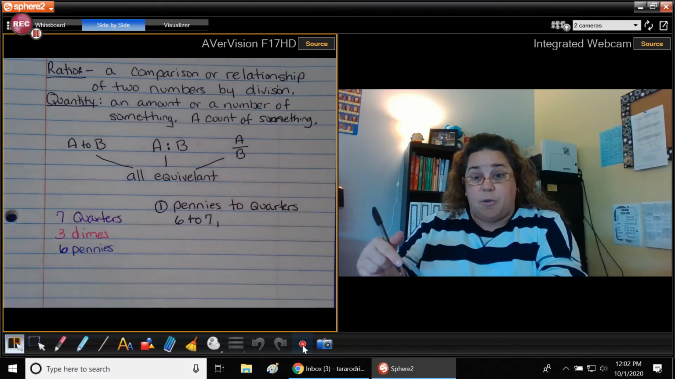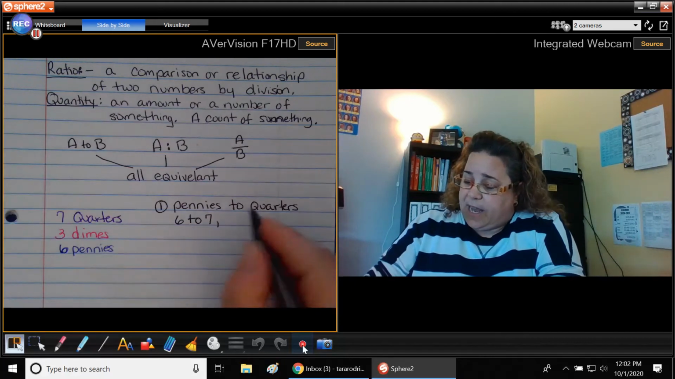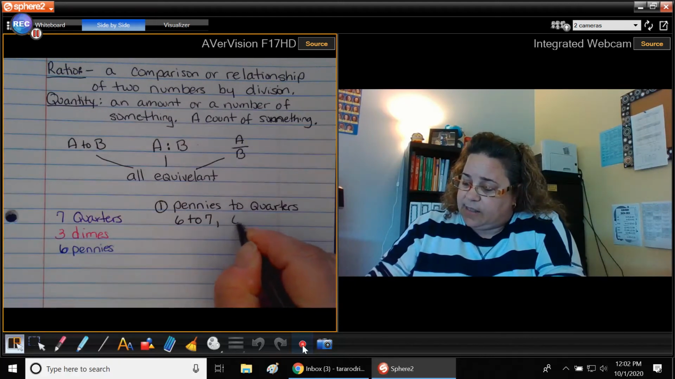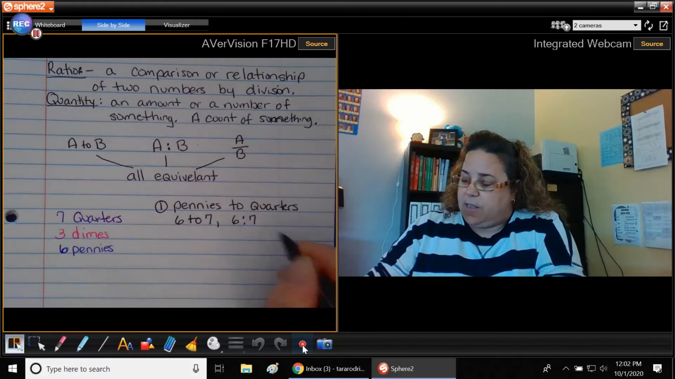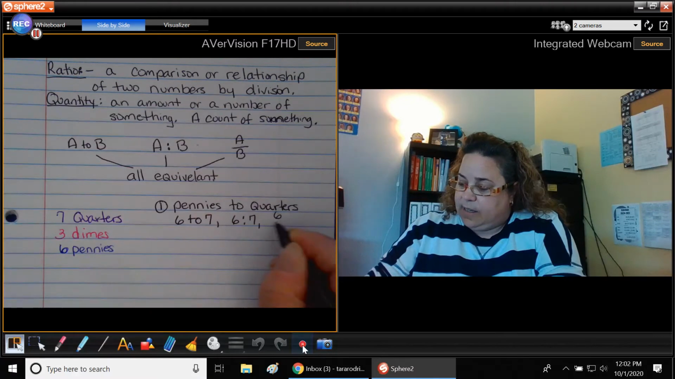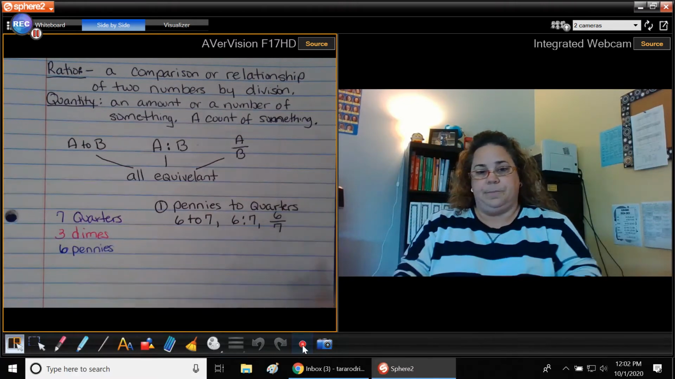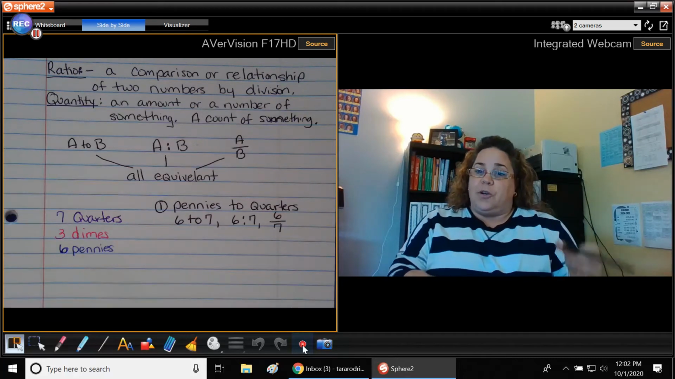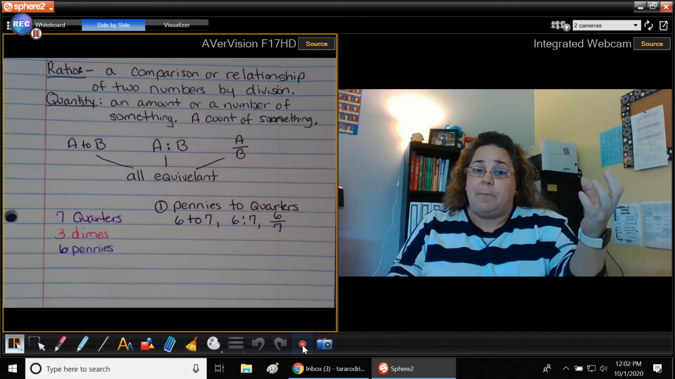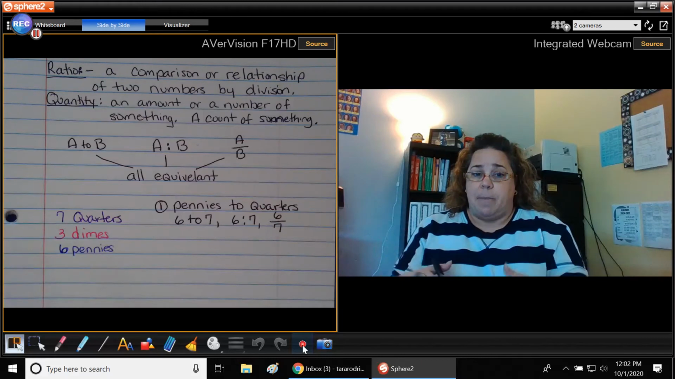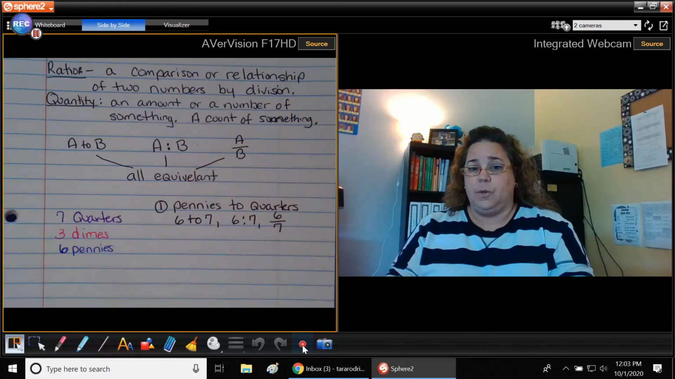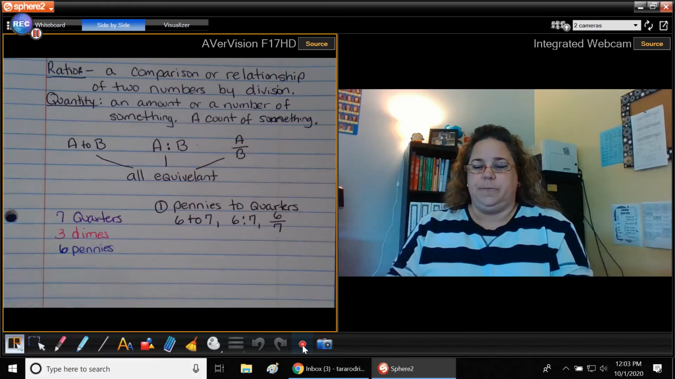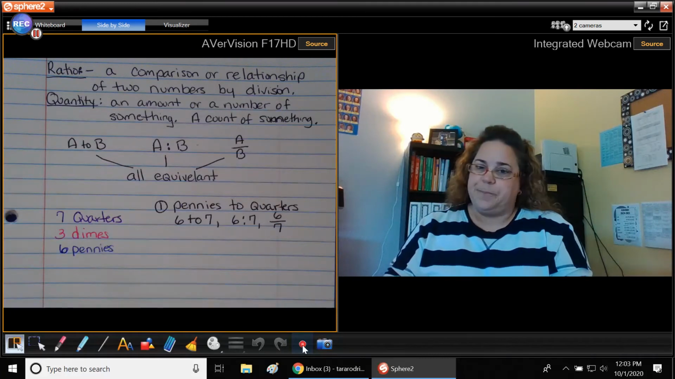Let's write it the other way that we're supposed to write it. The other way is 6 to 7. And then the third way is 6 to 7. Okay? And again, you just put the first number on top and the second number on bottom. You don't change the order. Work top to bottom just like you would normally do. Left to right, top to bottom.